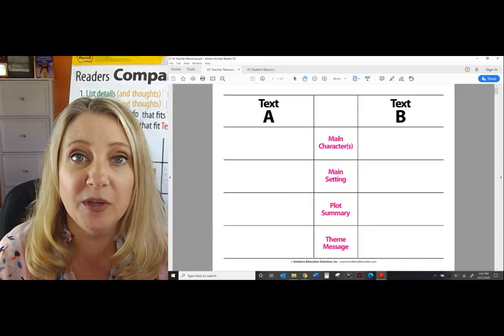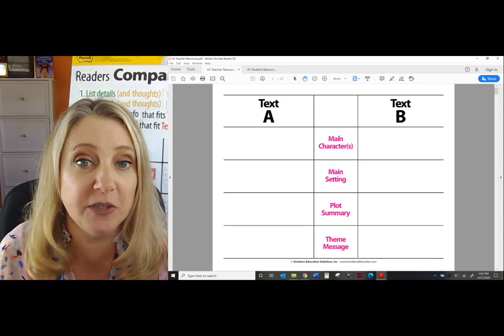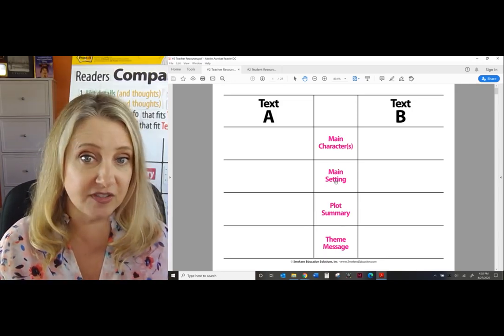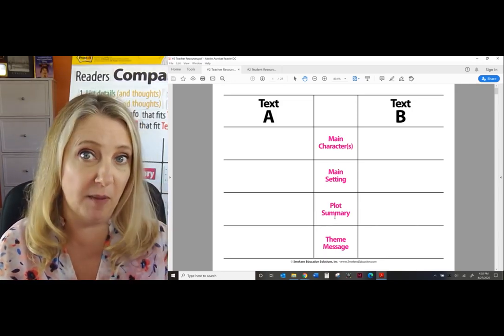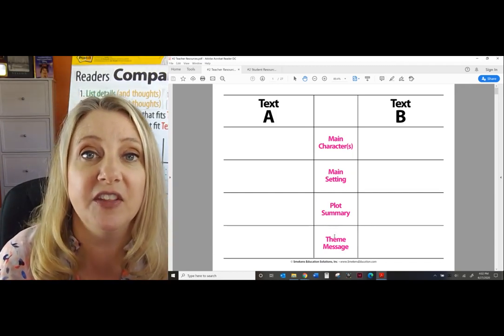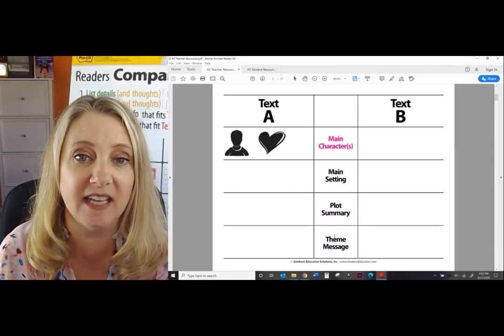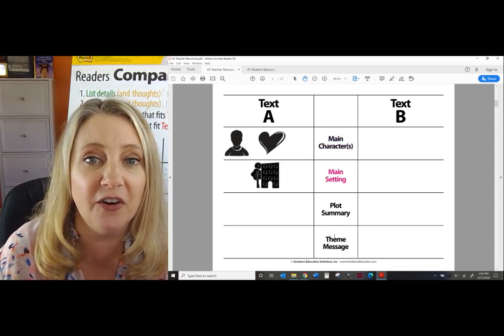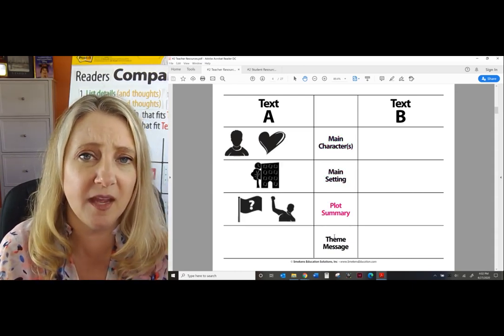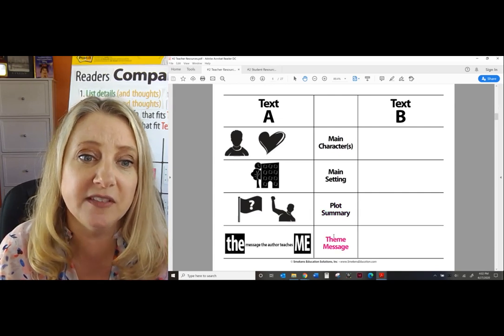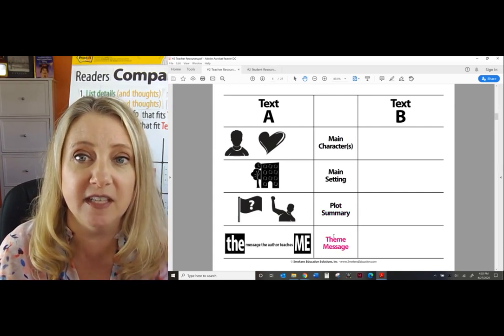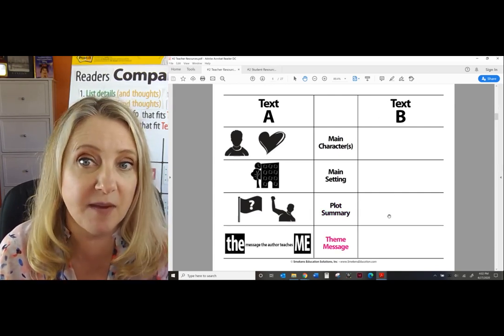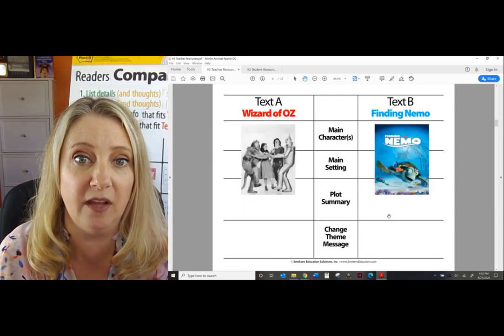So if you'll look at my T-chart that I have here, this is the one that you'll always use when you're doing literature. The character, setting, the plot summary with problem, event, solution, and then the theme, or the message, the lesson. And so I've got all of these listed here on our document so that you can see where those things fit. And then you would do all of the same thing for text B as well.